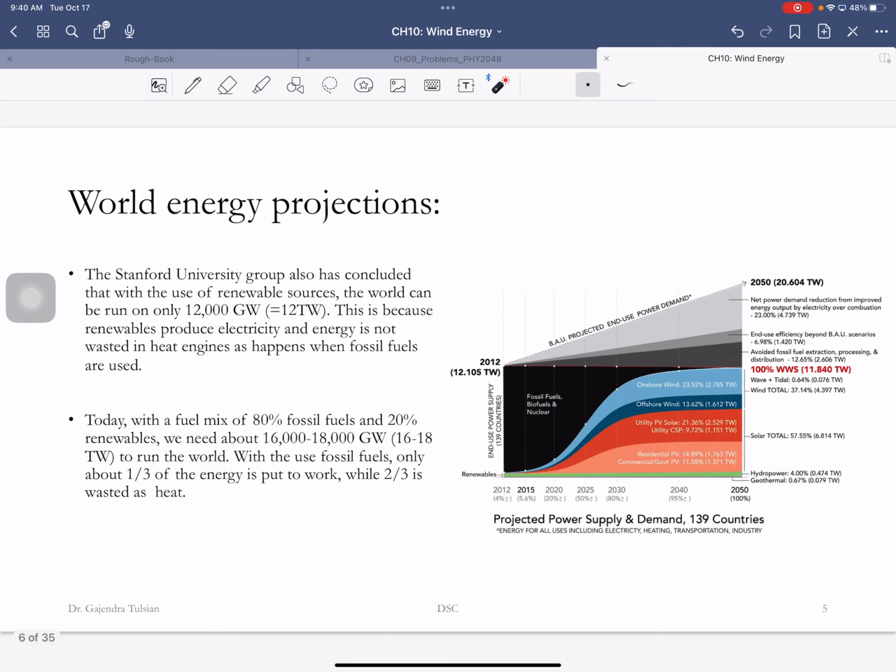By the way, today we are using a mix of 80% fossil fuels and 20% renewables. Whenever you use fossil fuels, you're wasting a lot of energy. You're only using one third of the energy on average. So you need about 18,000 Hoover dams to run the world. But if you were producing electricity using solar and wind, all you need is 12,000 Hoover dams to run the world, because there's no wastage of energy. And when you produce electricity, everything runs more efficiently.